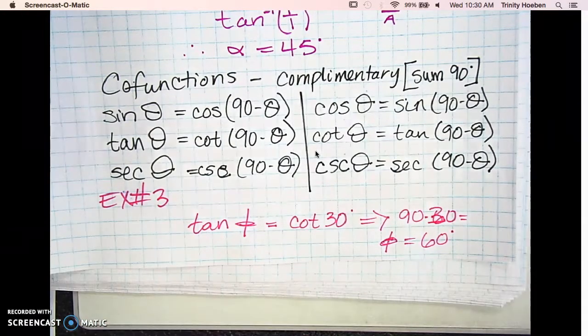That's all you have to do. But it's not going to be nice, pretty numbers like 30. It's going to be like 17 or 43. So you just have to take your calculator, 90 minus whatever that number is. Okay? Any questions on any of those?